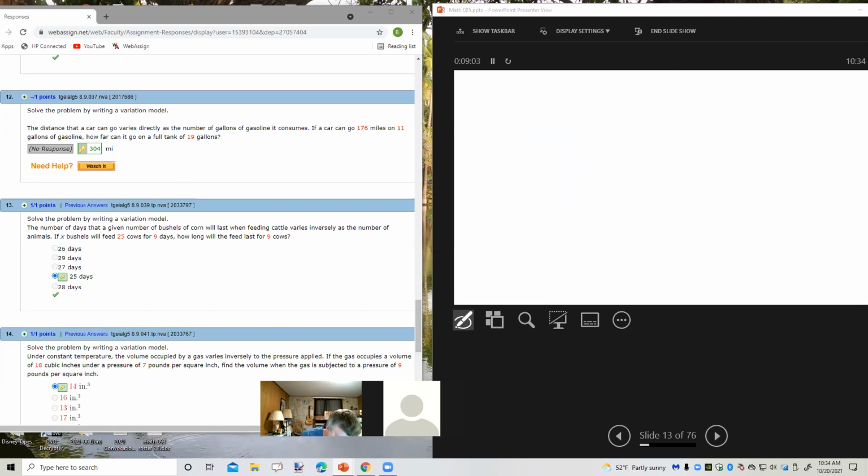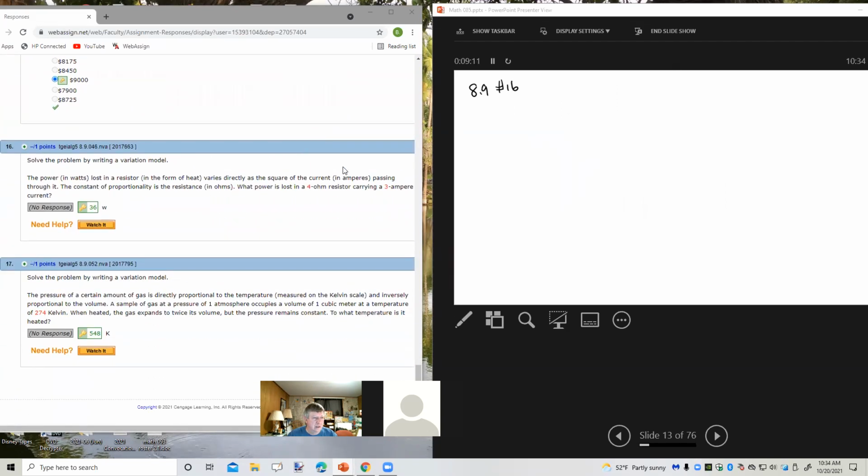So this is, again, 8.9, number 16. It says the power in watts lost in a resistor in the form of heat varies directly as the square of the current in amperes passing through it. The constant of proportionality, which is the same thing as the variation constant, is the resistance in ohms. What power is lost in a 4 ohm resistor carrying a 3 ampere current?